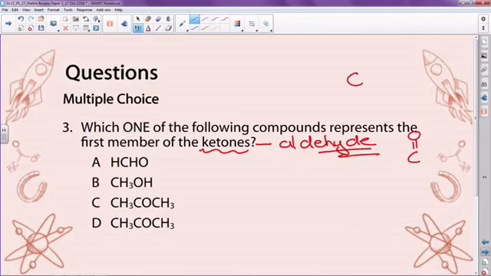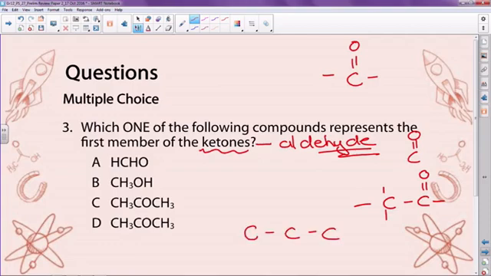So if I have a single carbon with a double bond oxygen that looks like that, it has to be an aldehyde. If I have 2 carbons with a double bond oxygen, that also has to be an aldehyde. To make it a ketone, I have to have 3. So that means I'm going to have 1, 2, 3. The double bond to the oxygen cannot be on the end, so it has to be here.